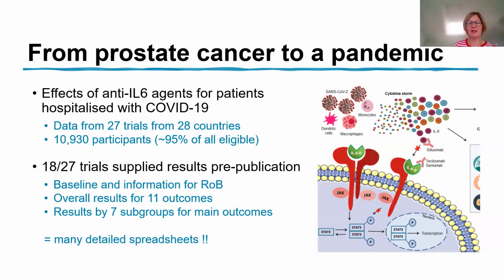And I've cherry-picked this one, the effects of anti-IL-6 agents for very sick patients hospitalised with COVID-19. So we established collaborations with all the investigators with help from WHO, and persuaded them, 27 trials from 28 countries, to provide aggregate data for the meta-analysis. But it wasn't the sort of thing that I've just been describing. It was baseline information, it was information for risk of bias, it was results for 11 outcomes across these trials, and it was results by 7 subgroups for some of these outcomes. So it's a huge amount of data and a huge effort.